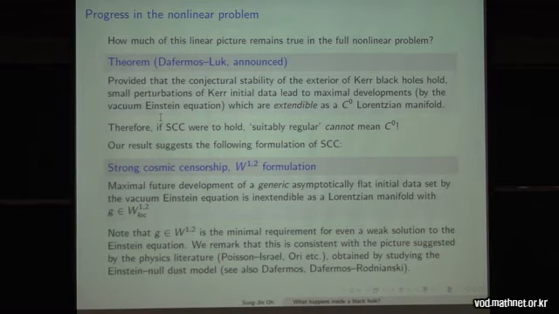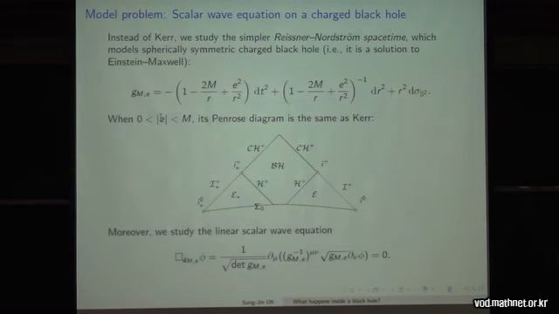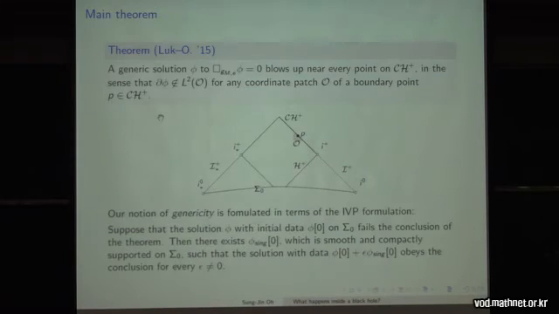I'll just end my talk by discussing the implication of the result that I presented for the full nonlinear problem. The natural question to ask is, I told you of a result which takes place in a model situation, right? But what we were really interested in was the Kerr solution for the vacuum Einstein equation. And we can ask how much of the picture that I described for the linear wave equation on Reissner-Nordström stays true for the full nonlinear problem.